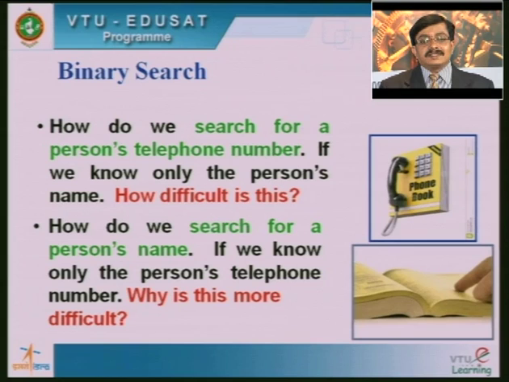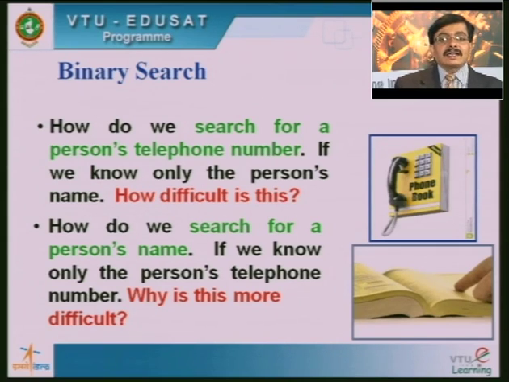How difficult is this? Normally we open the book and look for the particular person's telephone number. Since we are aware of the person's name, we can go alphabetically, as it is arranged over there, and I can go to that particular person and get his or her contact number.